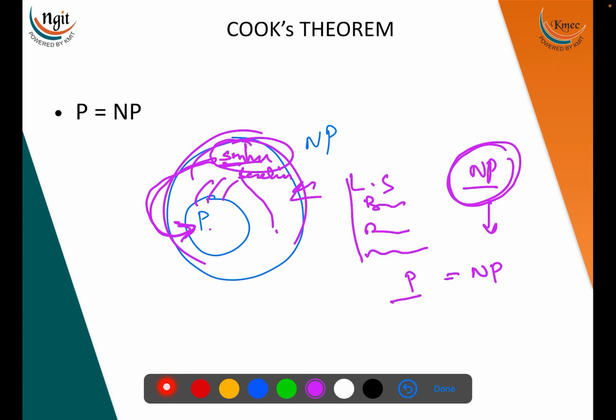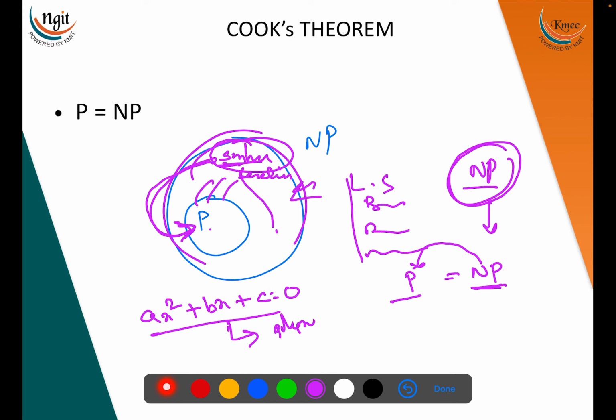Now what we are going to do is, we'll take some problem and solve this problem with a deterministic algorithm. Fine. Now we will be knowing one expression. Let's say that I know about the equation ax square plus bx plus c. I know that this equation is polynomial time. It is a deterministic algorithm and it takes polynomial time.